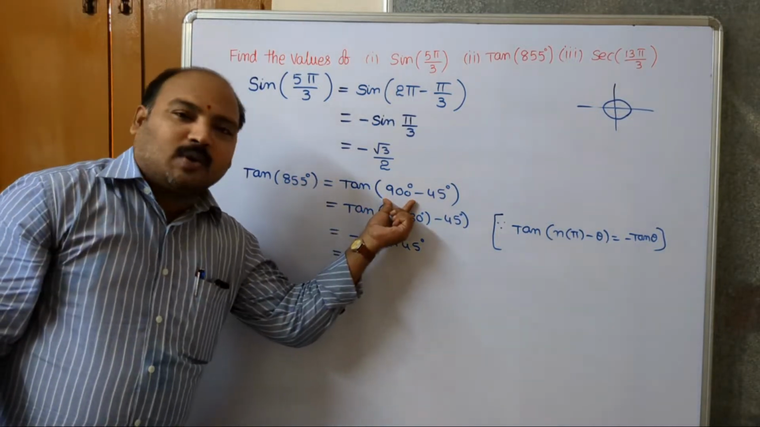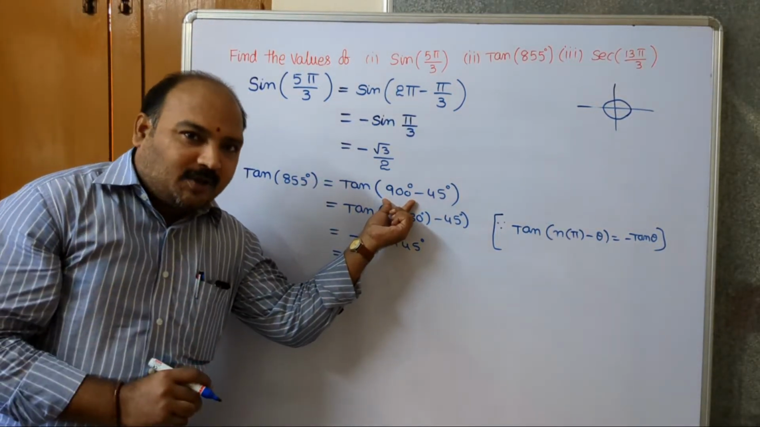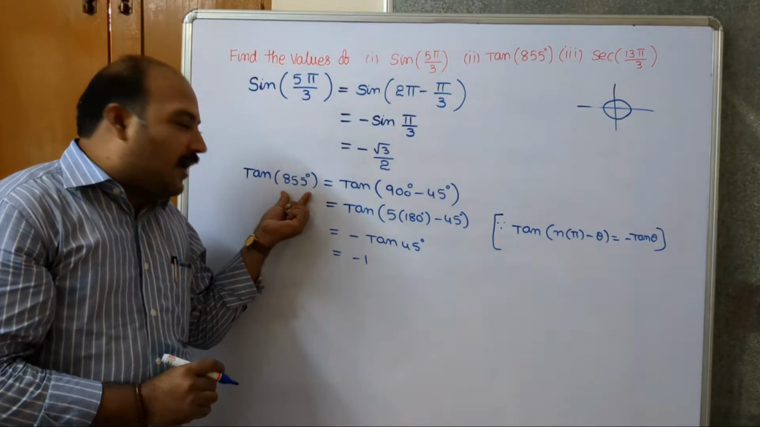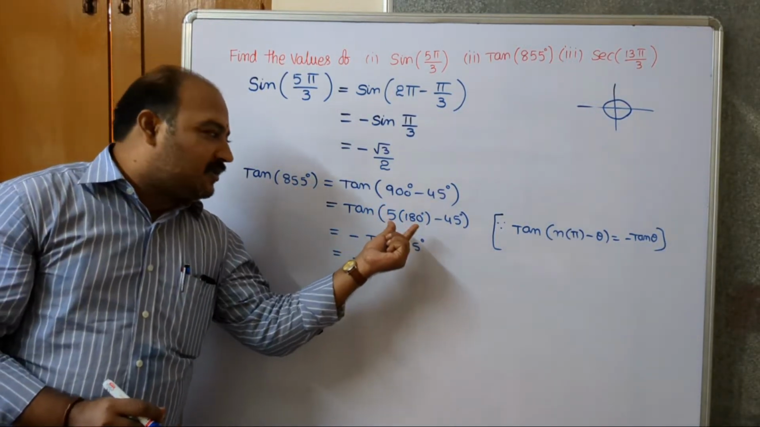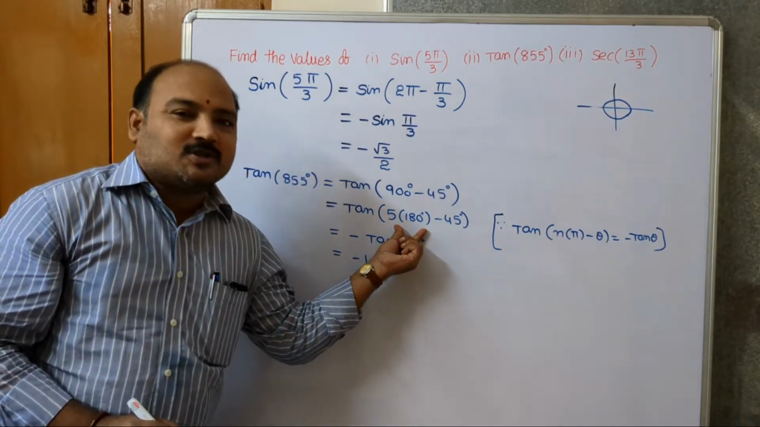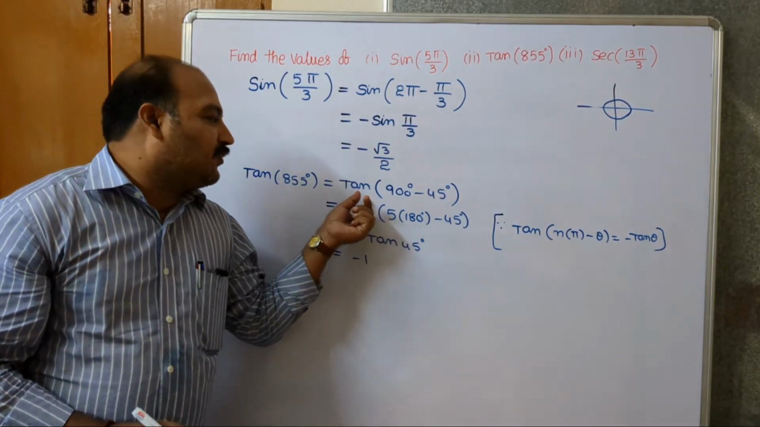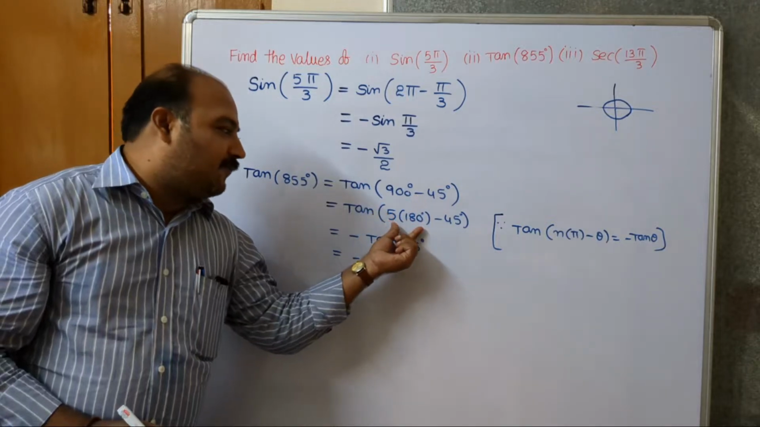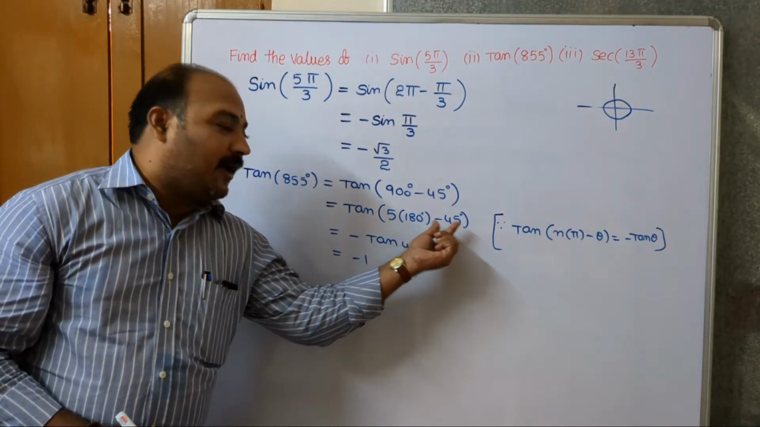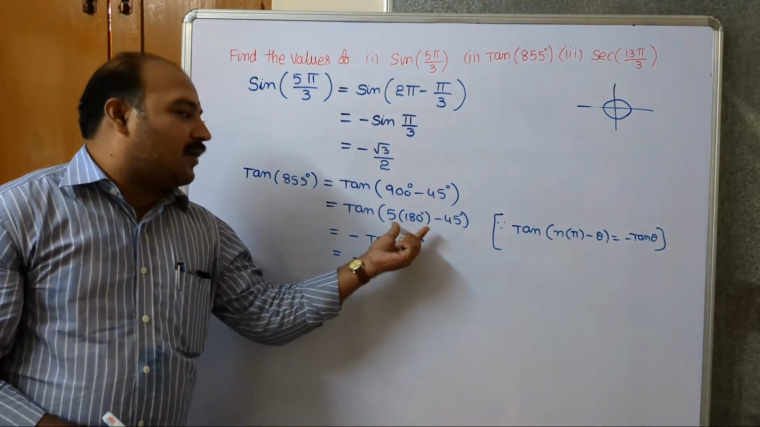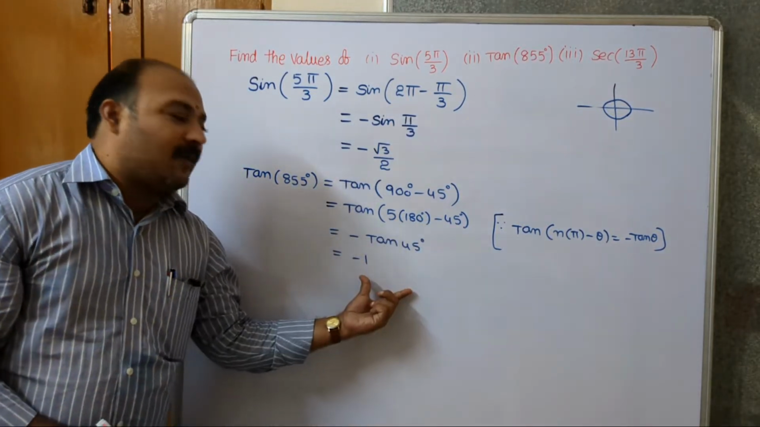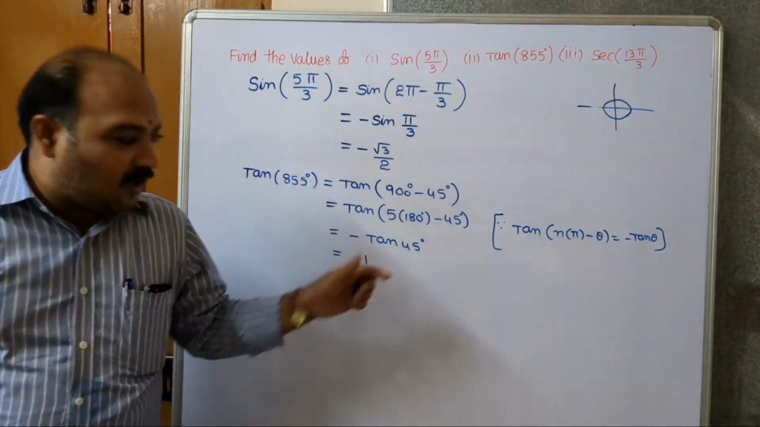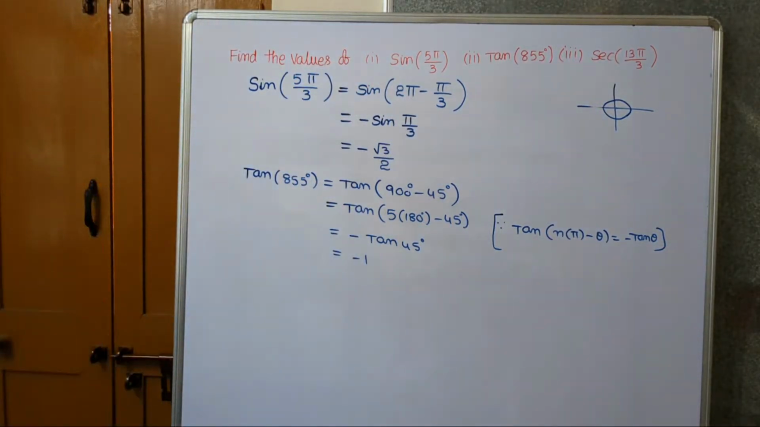855 is nearer to 900. 900 minus 45 gives 855. 900 in terms of 180, or we can also write 90. So tan of 900 is 5 into 180 minus 45. So tan of n pi minus theta is minus tan theta. So minus tan 45, minus 1. I will rub the board and explain that.